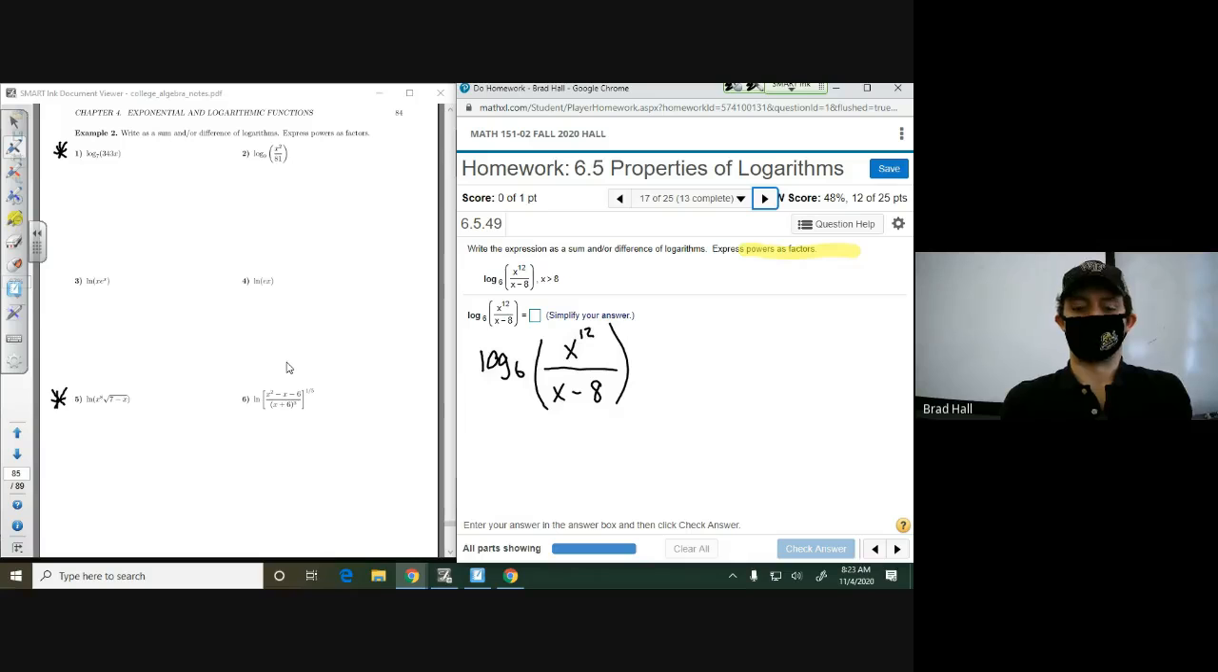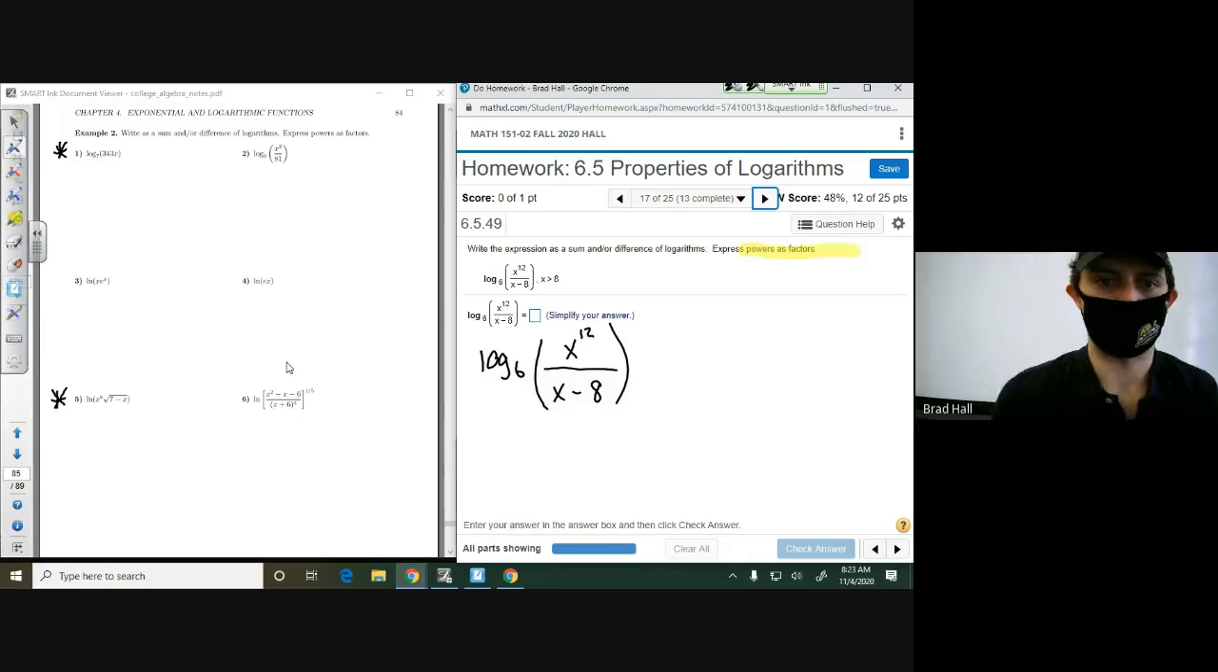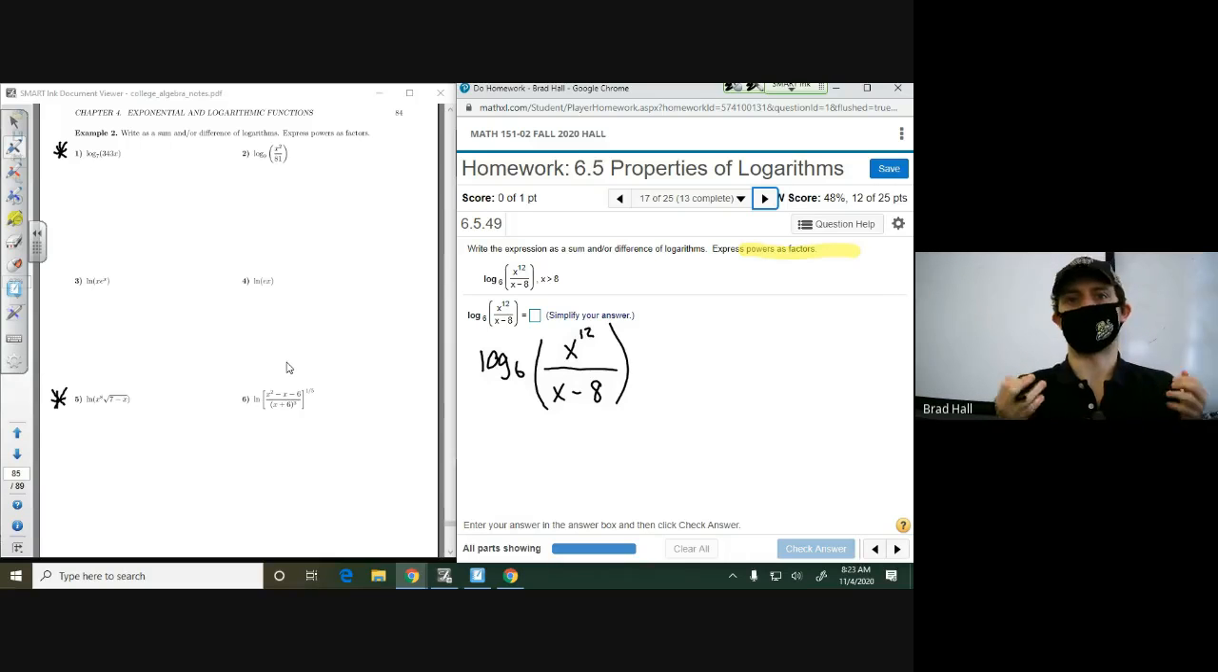Again, the problem wants us to write as a sum and or difference of logarithms. So first we need to figure out, what are we taking the logarithm of? Is it a product, a quotient, or an exponent? Now, I see an exponent in there, and I see a quotient. So the question is, which one do I use first? Are we taking the logarithm of a quotient with exponents inside of it, or the logarithm of an exponent with quotients inside of it? And the answer is, we're taking the logarithm of a quotient.